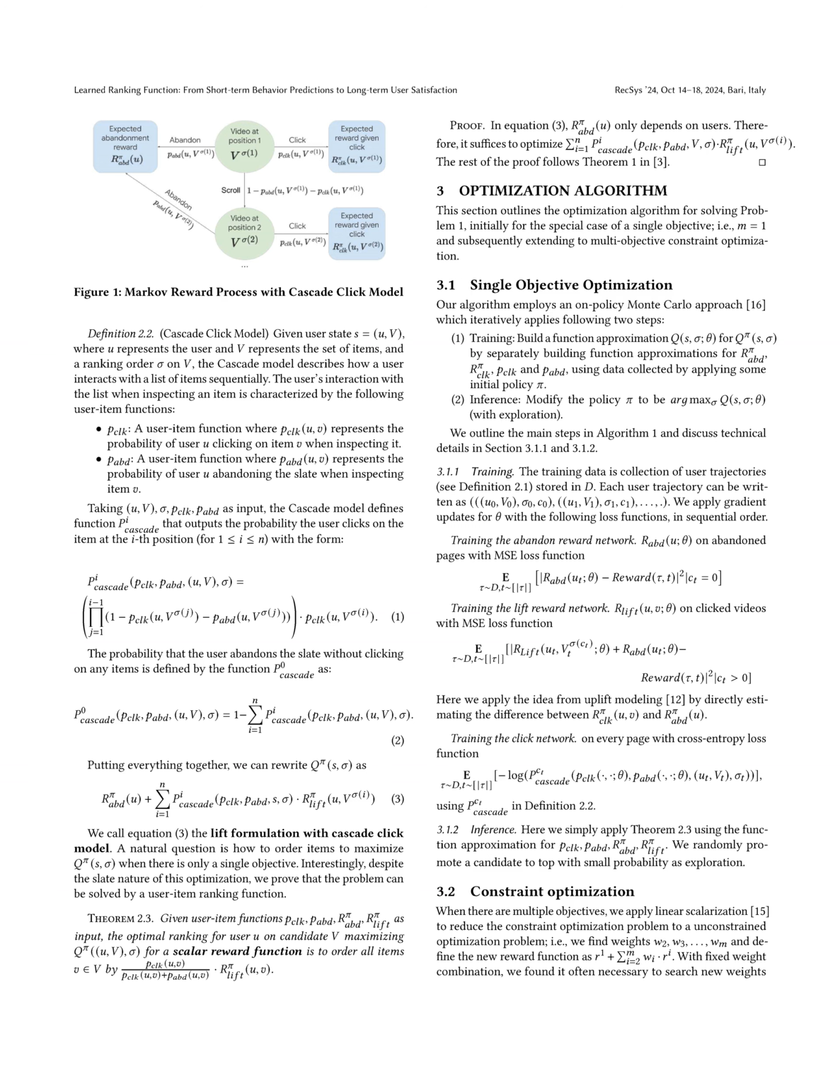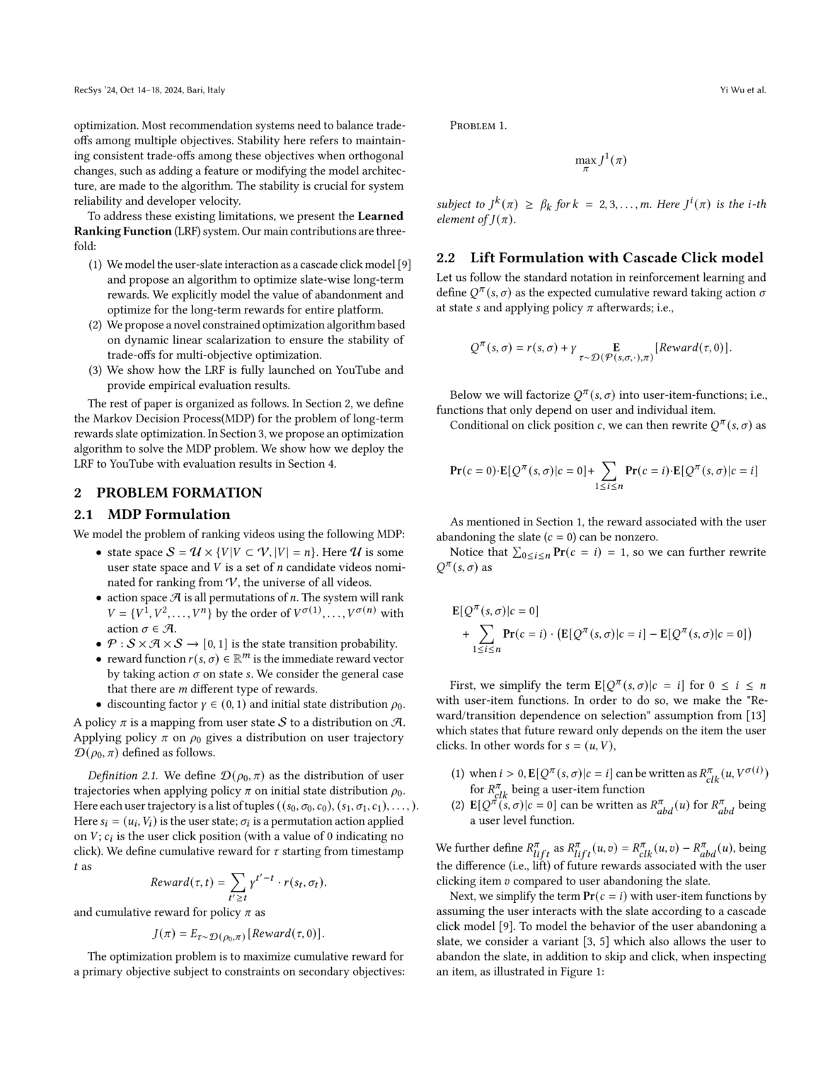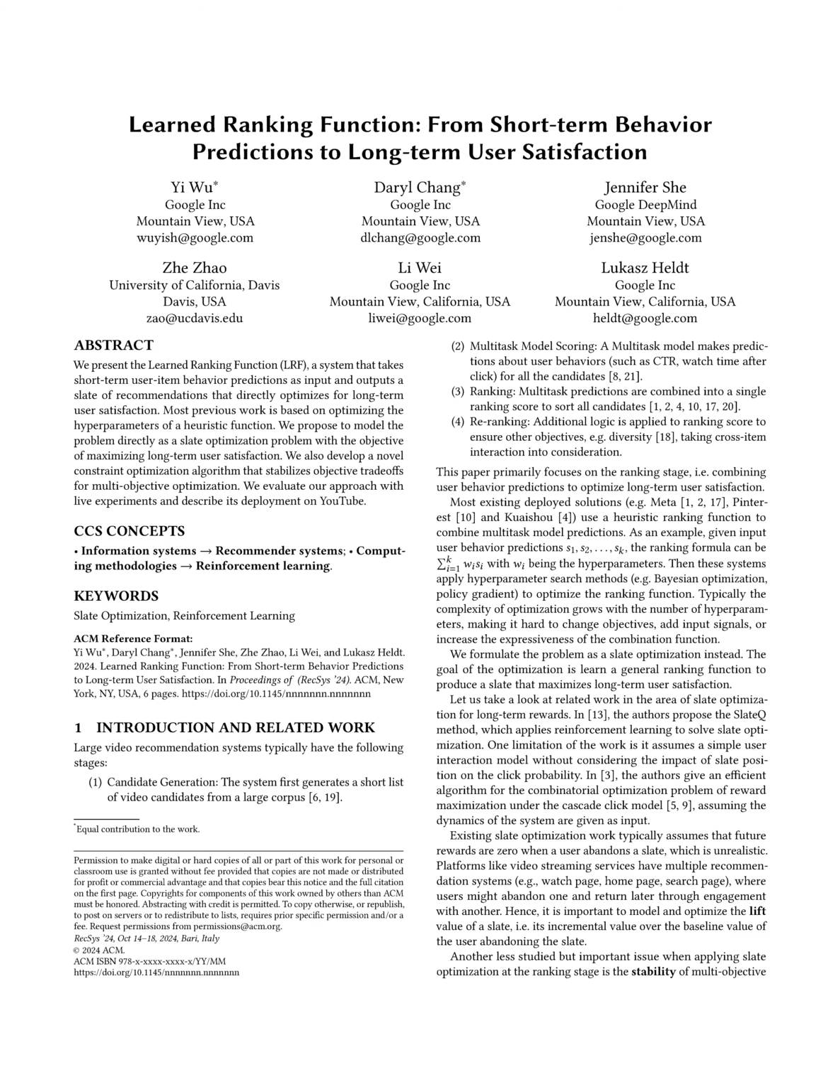It then computes the lift value, R_pi_lift(U,V_i) equals R_CLK_pi(U,V_i) minus R_pi_ABID(U), for each video, which represents the incremental reward of clicking a video compared to abandoning the slate. Finally, the algorithm ranks the videos by the formula, P_CLK(U,V) over P_CLK(U,V) plus P_ABID(U,V), times R_pi_lift(U,V), ensuring that videos with higher predicted engagement and lift are prioritized in the ranking. This process allows the LRF to optimize for long-term user satisfaction effectively.